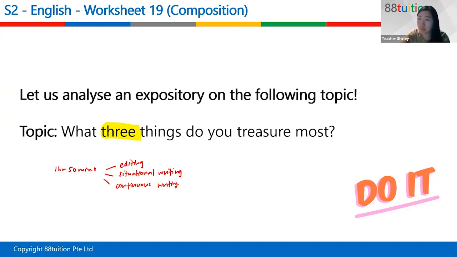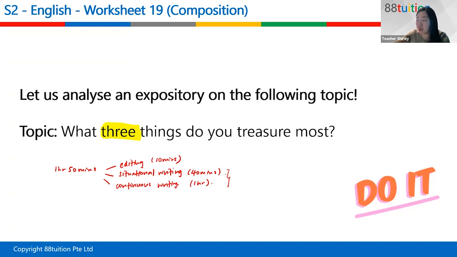So having three components to complete under 1 hour 50 minutes, I would think it's quite tight in terms of the timeline. Okay. So in this case, I think editing, you shouldn't be spending more than 10 minutes. Yeah. And you're left with 1 hour 40 minutes. 1 hour 40 minutes, I would think 40 minutes on sit writing and 1 hour on continuous.